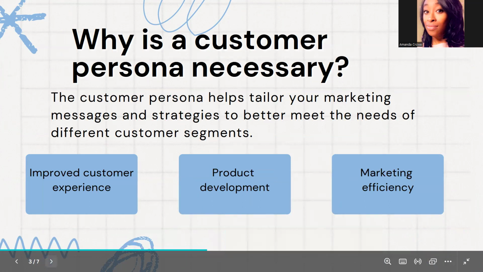Now, question 2, why is a customer persona necessary? Why should I do this? Well, there are lots of great reasons why you should complete a customer persona. Basically, it helps you make sure that you are marketing or targeting the right customer, that you have the right product or service at the right place at the right time.